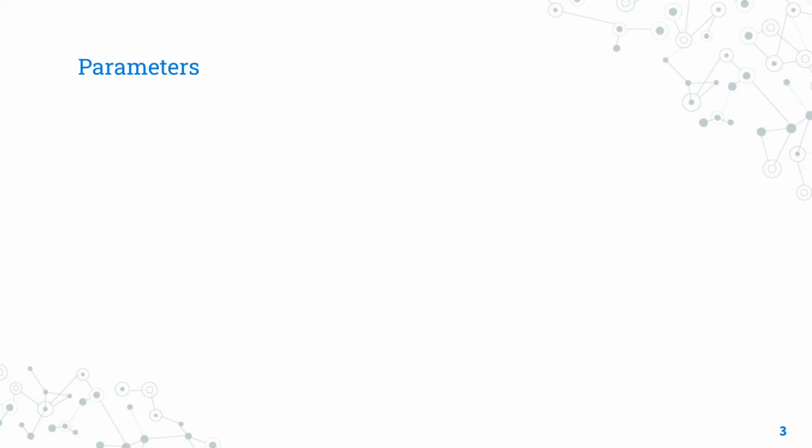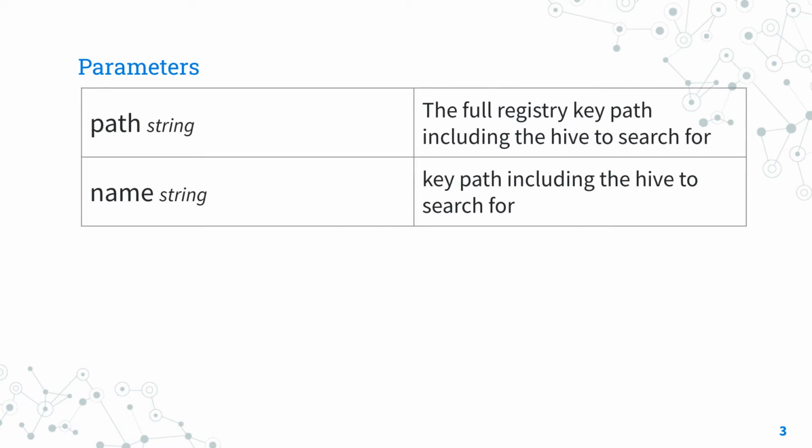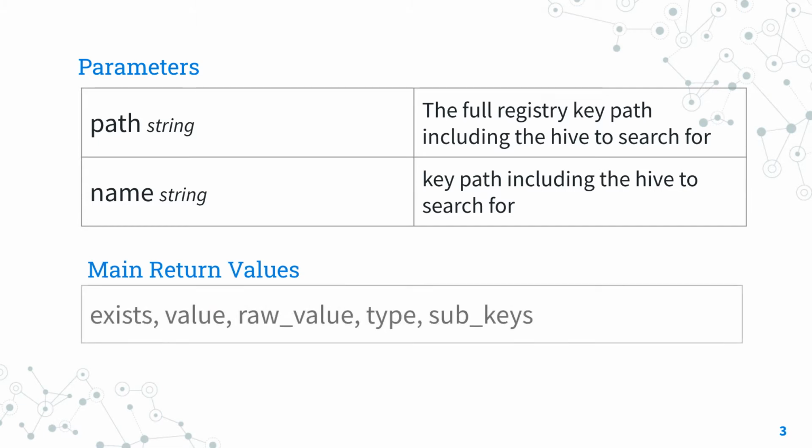Parameters. The only mandatory parameter is path, which is the full registry key path, including the hive to search for. But you probably would like to specify also the name of the key. And once you obtain this information, what do you get? Let's see the main return values. The module returns multiple properties, however, these are the most useful.